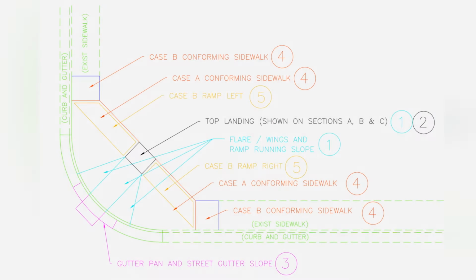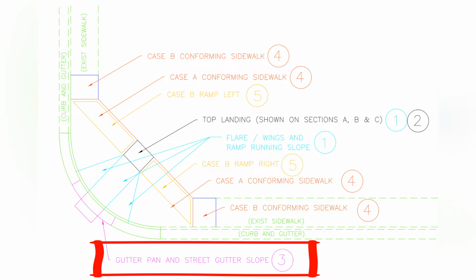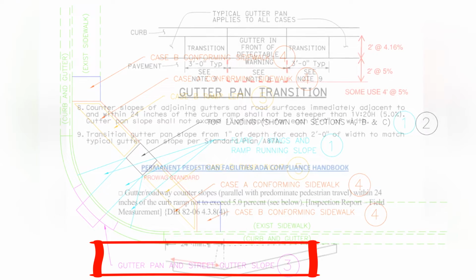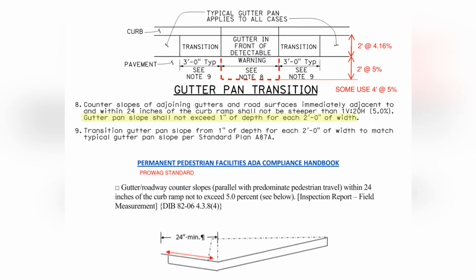Now on to item number 3, gutter pan and street gutter slope. The gutter pan and street gutter slope are located at the beginning of the ramp. This is necessary so a wheelchair can be in correct line before climbing the ramp running slope. Per Caltrans standard, the gutter pan is not to exceed 1 inch per every 2 feet, or 4.16%, and should have a crossfall of no steeper than 1.5% maximum. Two feet beyond the lip of the gutter should be no steeper than 5% maximum and should have a crossfall no steeper than 1.5% maximum.